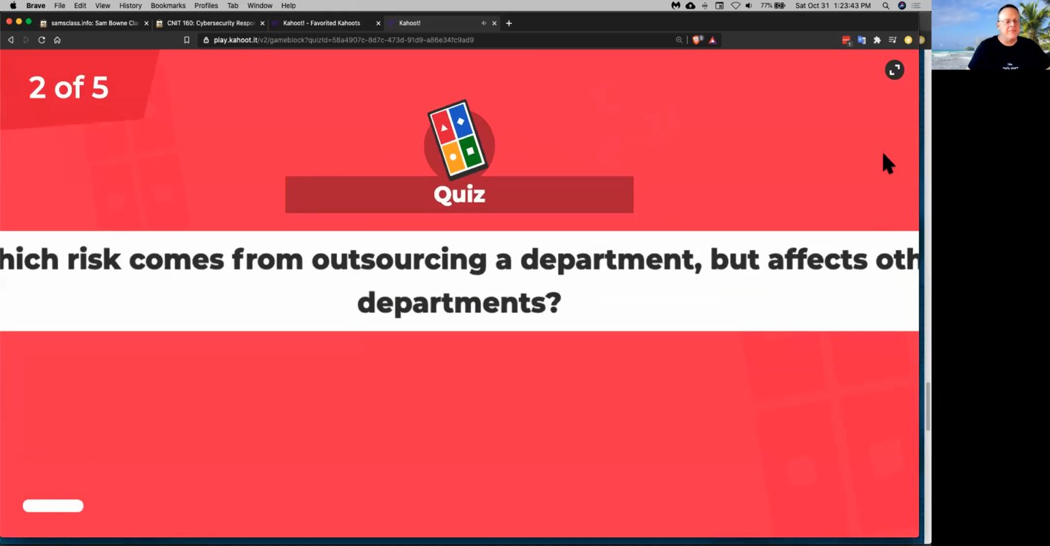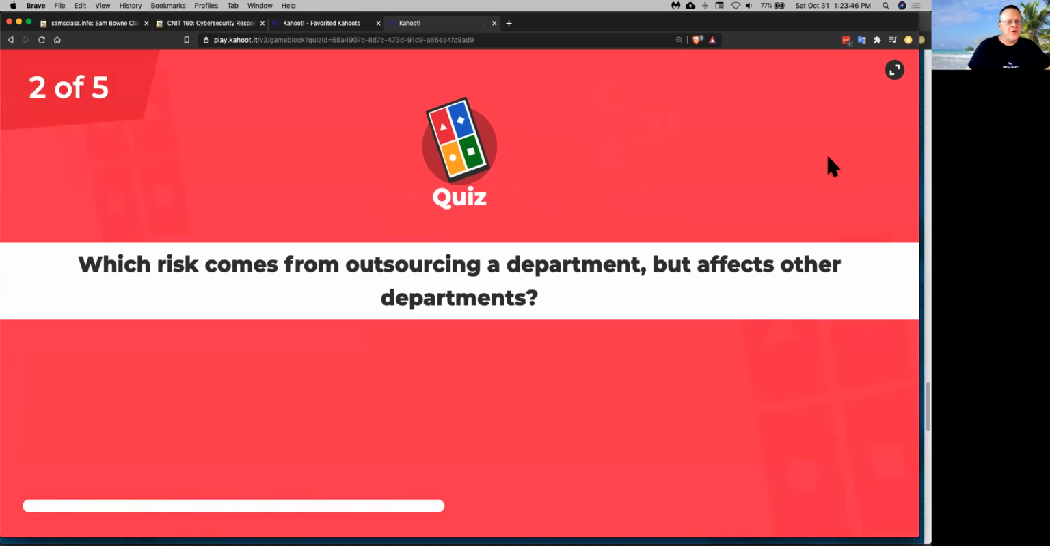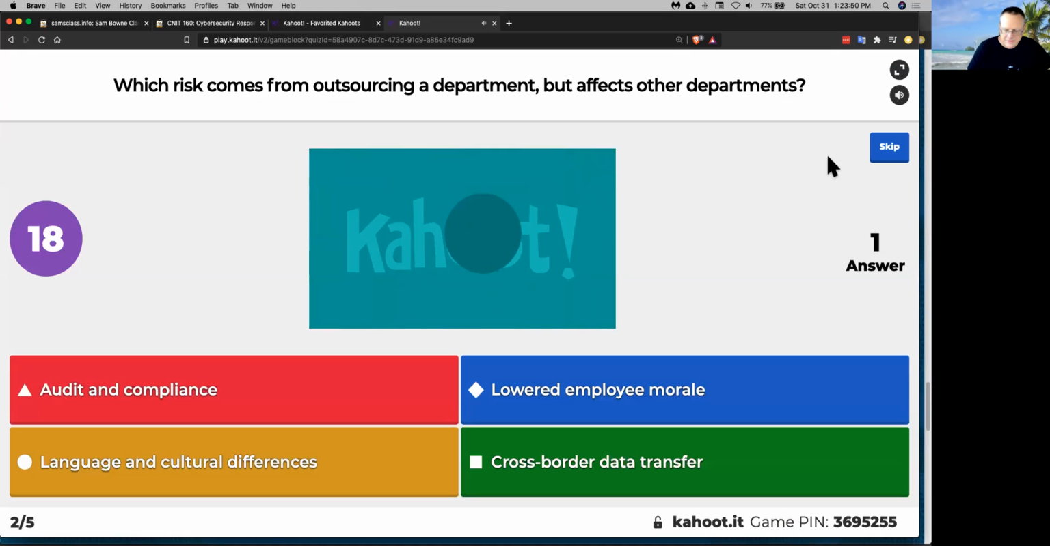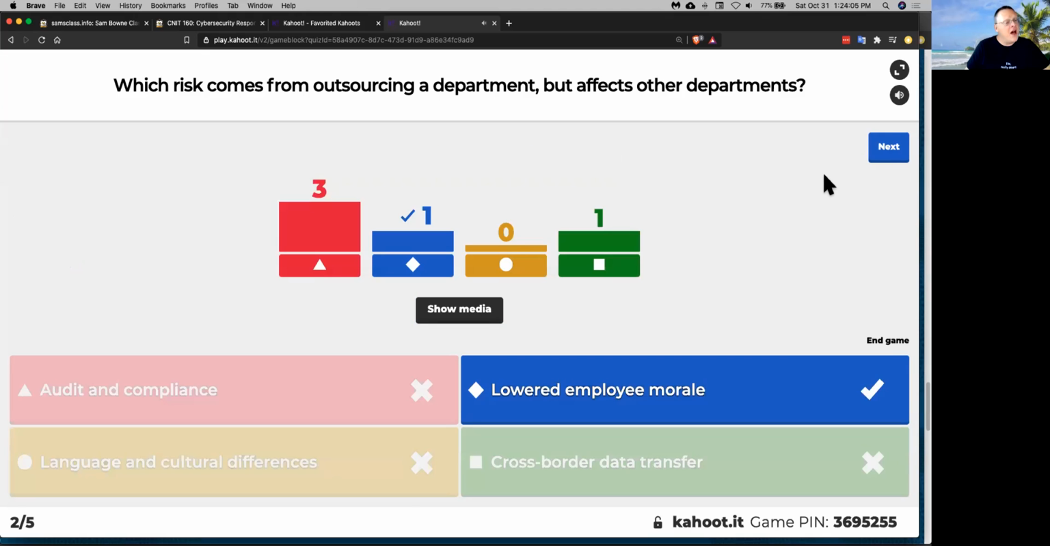All right. So what risk comes from outsourcing a department and then affects other departments? Okay, the morale is the problem. Once people hear that some department's getting outsourced, they'll wonder if their department's getting outsourced, and that will sort of poison the culture of the company. All right.